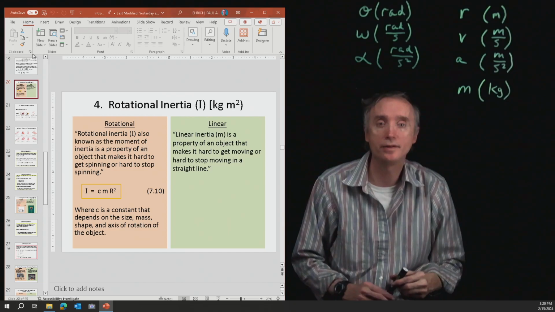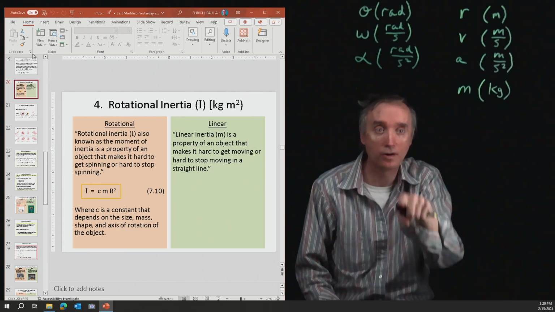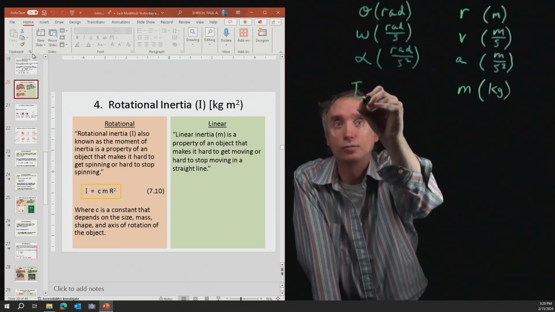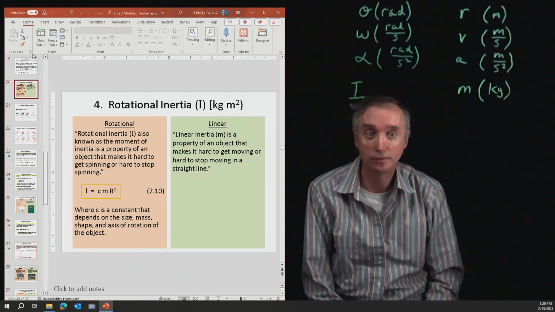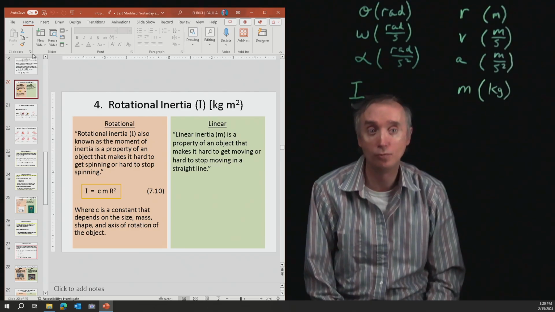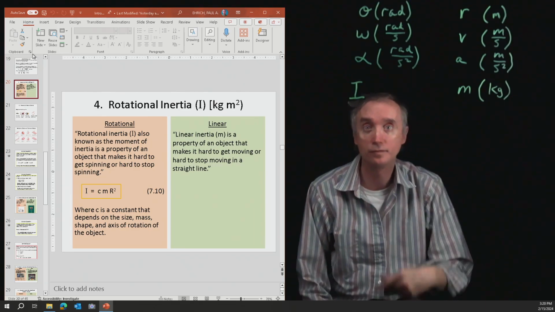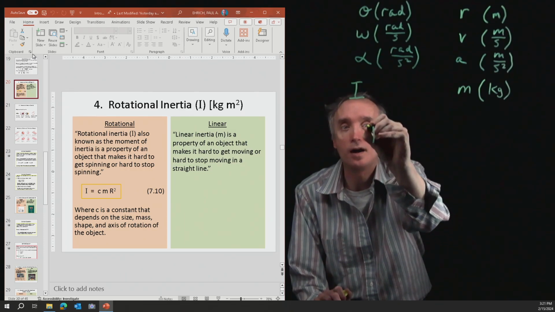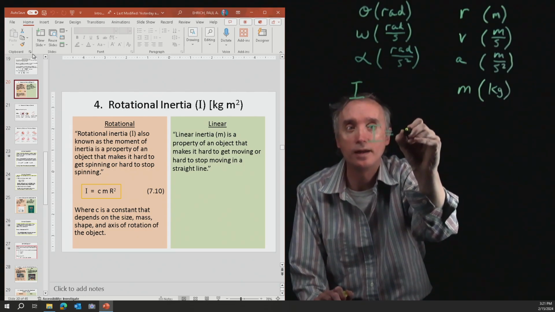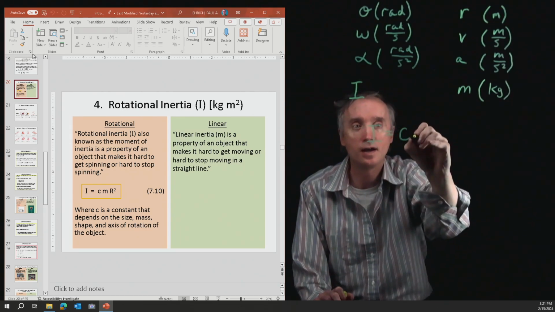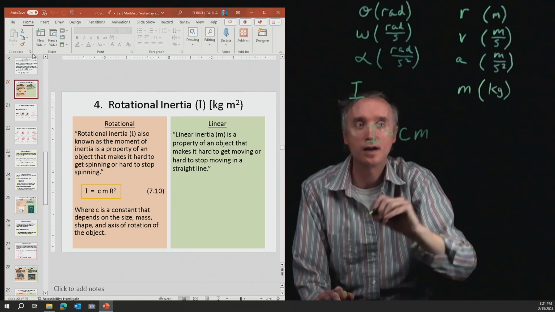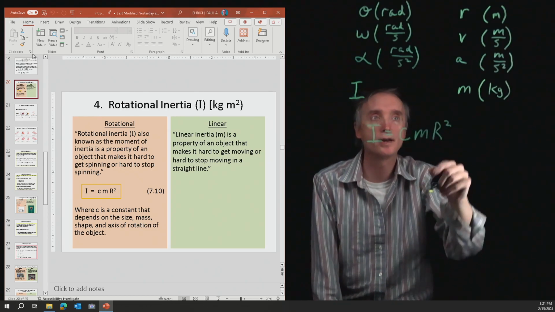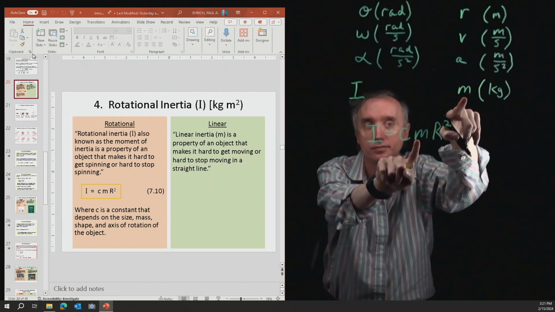So what is the analog when it comes to things that are rotating? Well, that is going to be called the rotational inertia. Another name is the moment of inertia, and it's given by the letter I. And then its formula, so I is going to be equal to a constant times its mass times its radius squared. So notice that both of these involve mass.